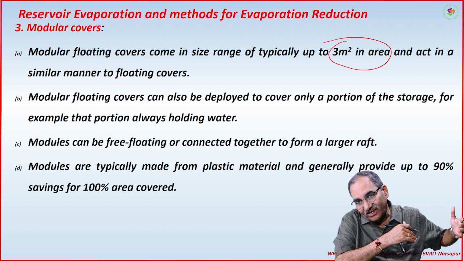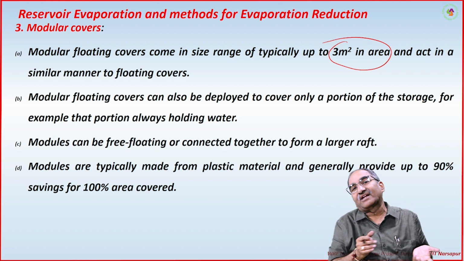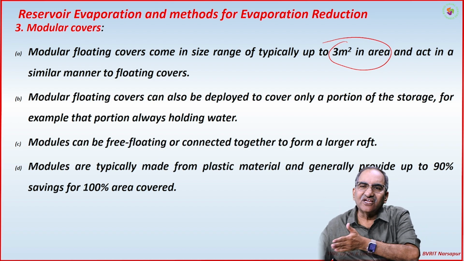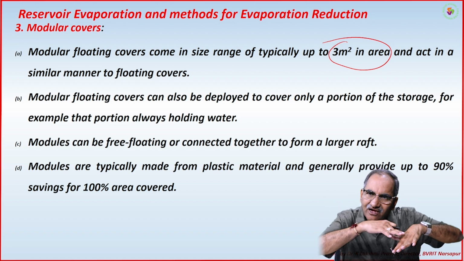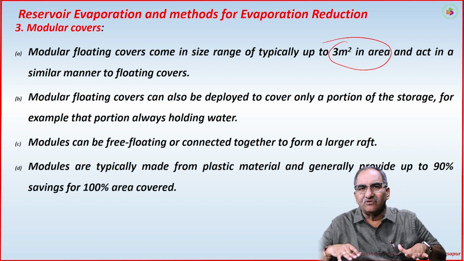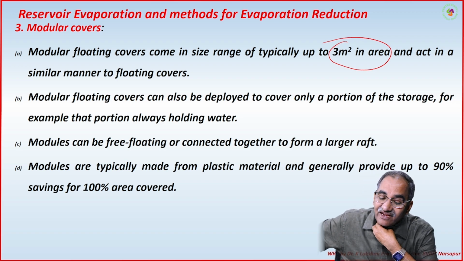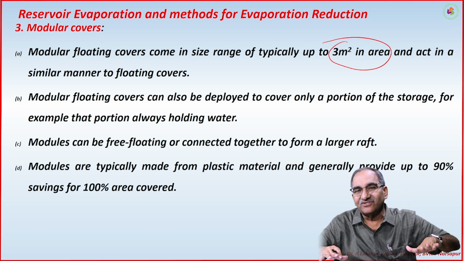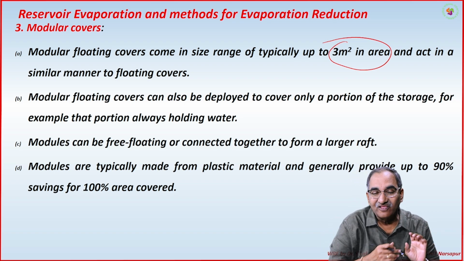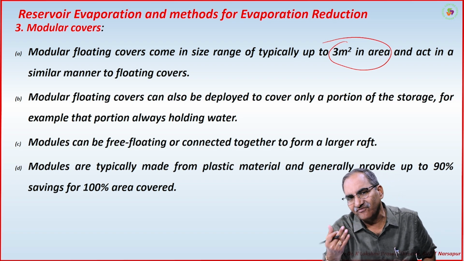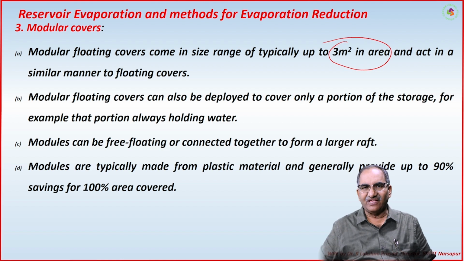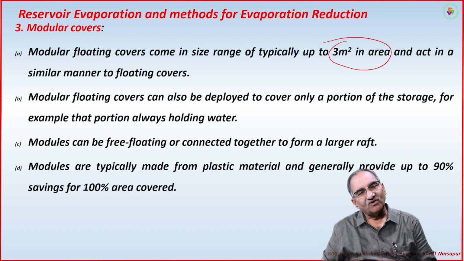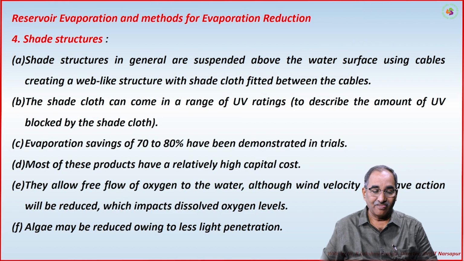So instead of going for one complete floating cover on the entire reservoir, you make different sheets, each of 3 meter square area, and allow them to float. Not only that, wherever you feel evaporation losses can be very high, at those places you can cover, not everything. So this is a little bit advantageous compared to the previous one, but still the problem remains: high capital cost remains, and quality has to be answered.